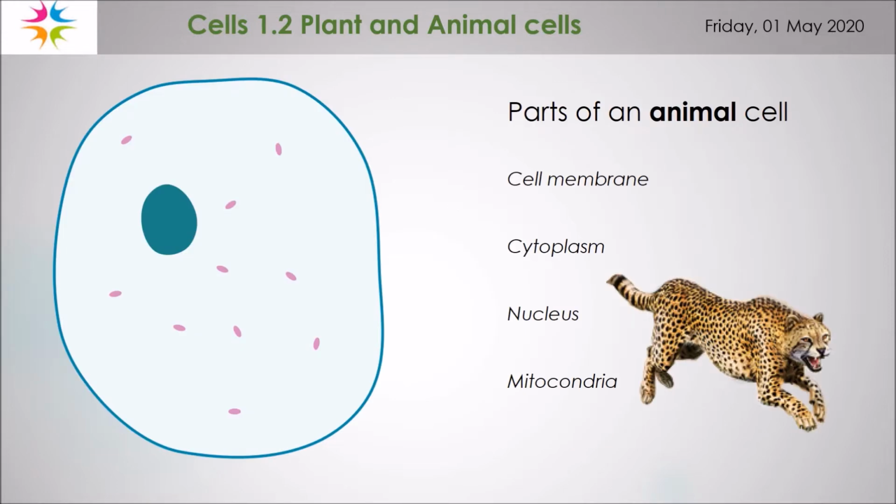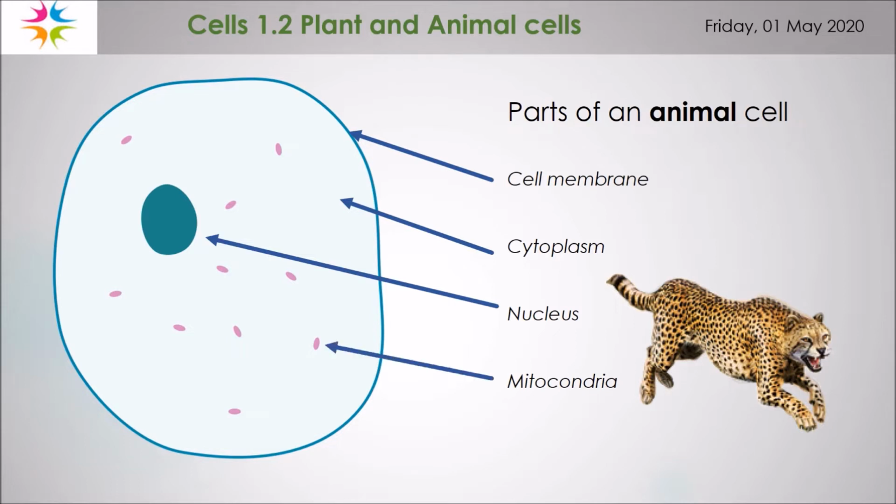Here is an animal cell, and it has 4 parts which we're going to name and find out about. There's the cell membrane, which is porous and it allows molecules and chemicals to pass in and out of the cell. There's the cytoplasm, which is like a jelly where all the chemical reactions happen. There's the nucleus, which is the boss and controls the cell. And then there are some mitochondria which provide energy for the cell. So those are the parts of an animal cell.